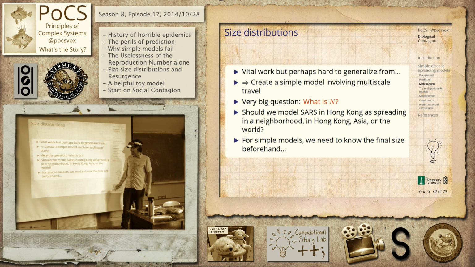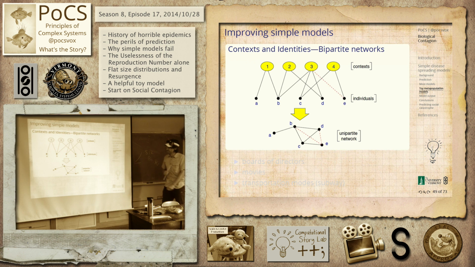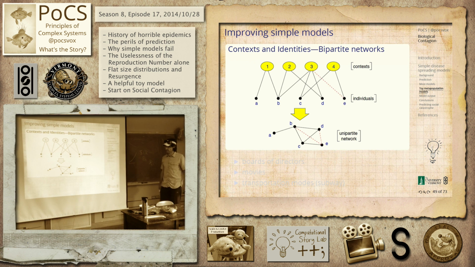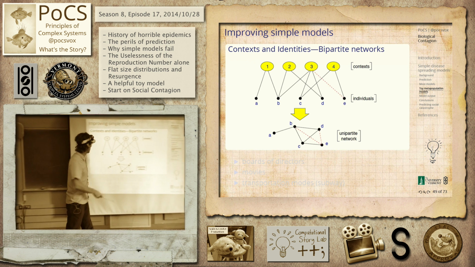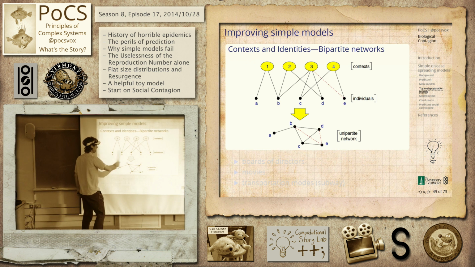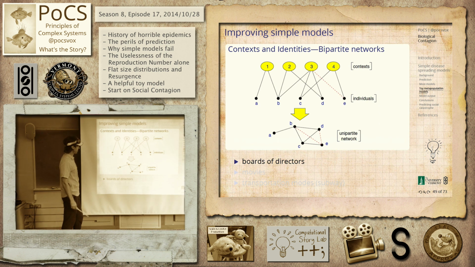So these simple models, if we're playing SIR, we have to know what the final size is, or we don't even talk about a final size. We just say it's some fraction, but a fraction of what? Here's something you've seen before, so we'll use it again. People live in context. Here are the individuals, they live in context, and that gives rise to some sort of interaction.